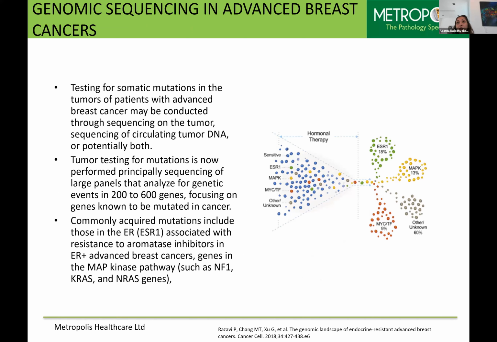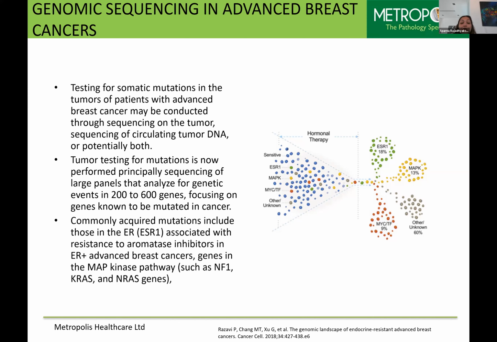So when we come to testing for somatic mutations, that's where NGS is really used. With advanced cancer, you sequence the DNA, or now it's RNA, and you do it on the tumor, or you can do it on the circulating tumor cells. So now tumor testing for mutation is performed on large panels, 200 to 600 genes. Do we need such large panels? Probably not right now. We need a panel of probably about 25 genes which are needed, but a lot of panels offer 200 to 600 genes for future research.